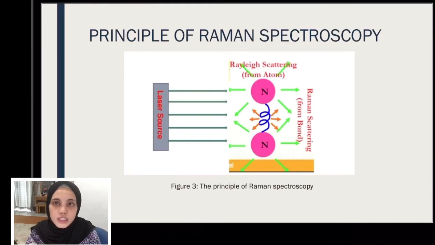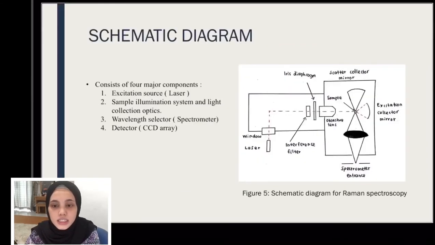So we move to the next slide, which is the schematic diagram for Raman spectroscopy. In this schematic diagram, there are four major components that we have to remember. Firstly is the excitation source, which is laser. Okay, we are using a laser source because the high intensity of laser is necessary to produce Raman scattering of sufficient intensity to be measured with a reasonable signal to noise ratio.